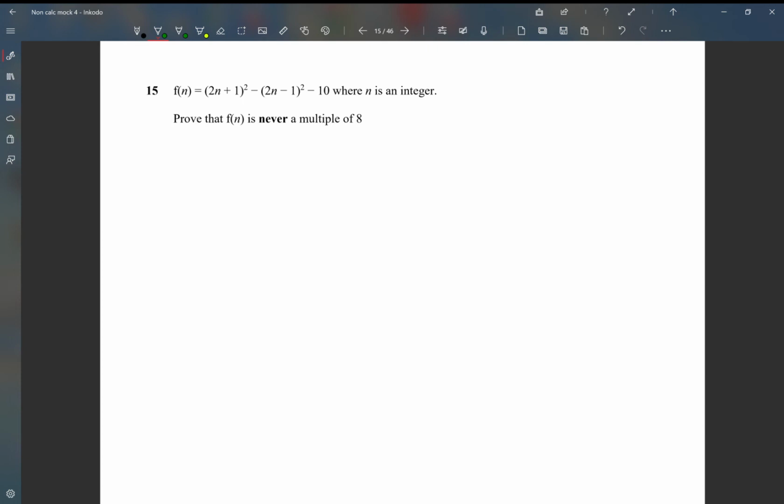Okay, so here's an exam question on proofs. It's giving you the function, so function of n, (2n + 1) squared minus (2n - 1) squared minus 10, and n is an integer, so a whole number. Prove that the function of n is never a multiple of 8. So first of all, we need to expand and see why it might not be a multiple of 8.